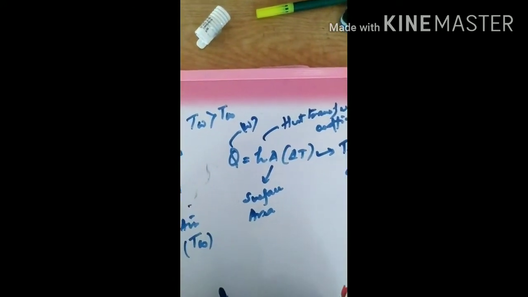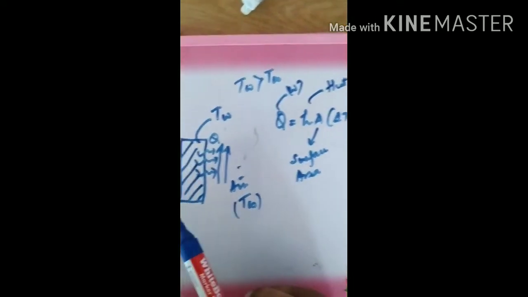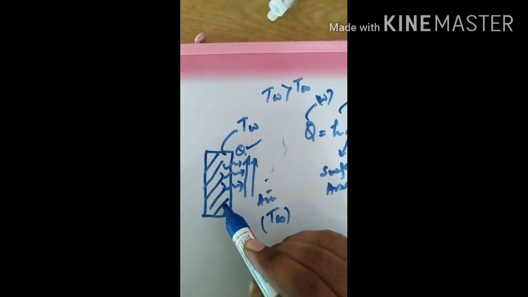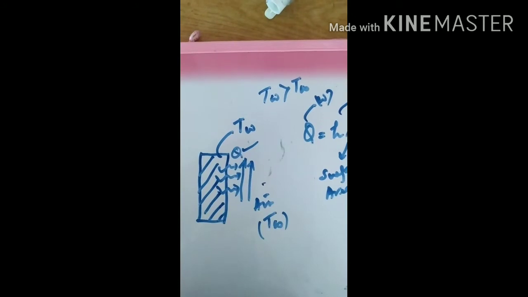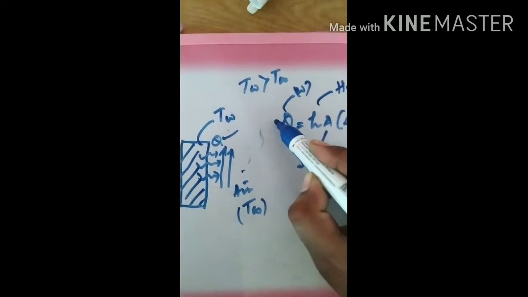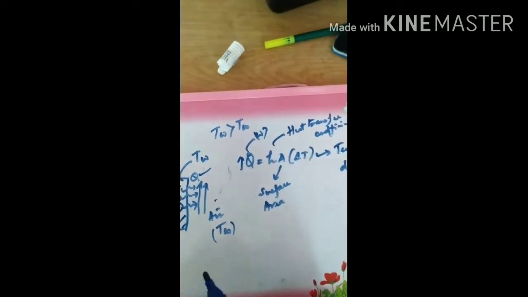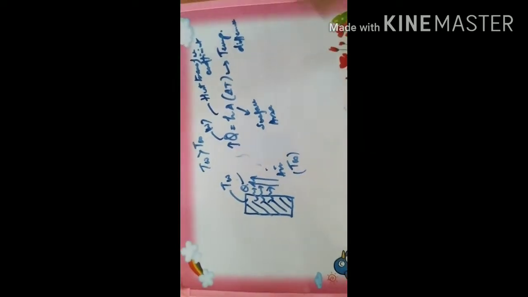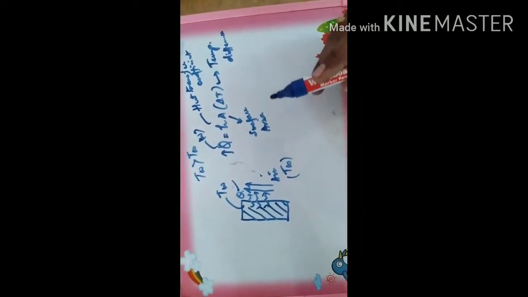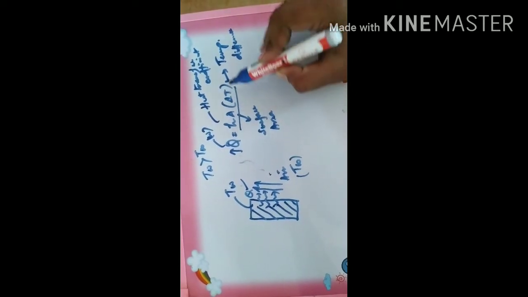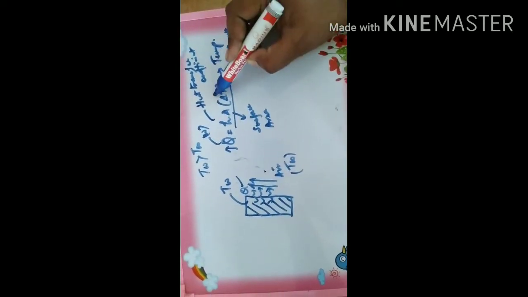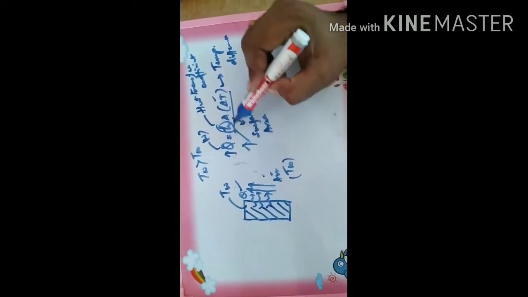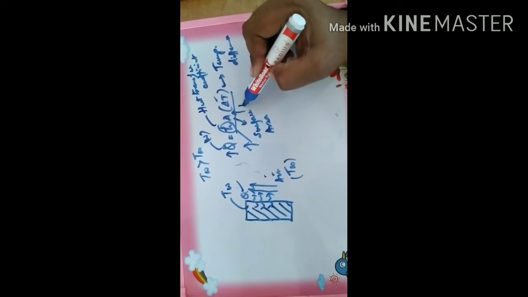This Q has the unit watts. Now let's suppose, coming back to this diagram, I want to increase the rate of heat transfer Q from the surface to the air. So for increasing the rate of heat transfer Q, from this formula it is very clear that with the temperature difference fixed, either the heat transfer coefficient h has to be increased, or the area A has to be increased.